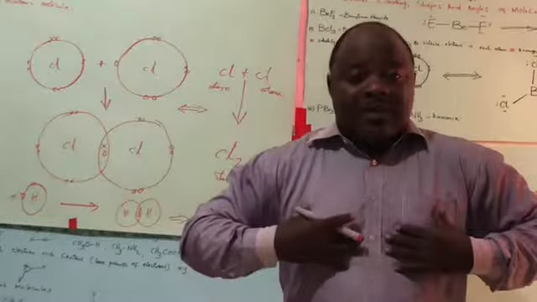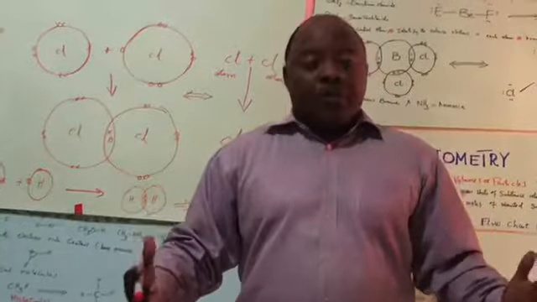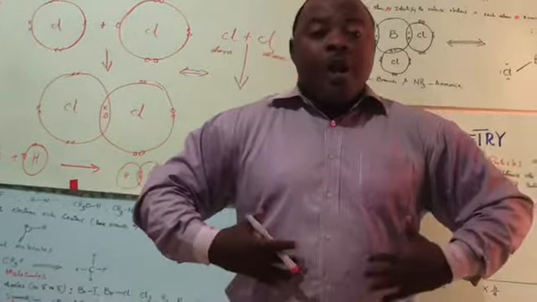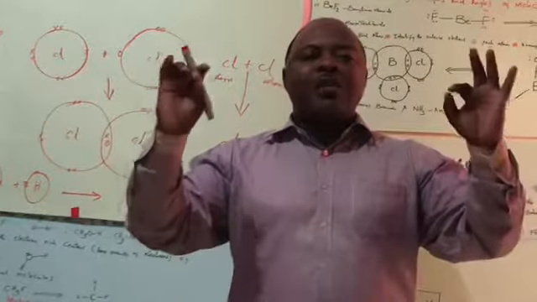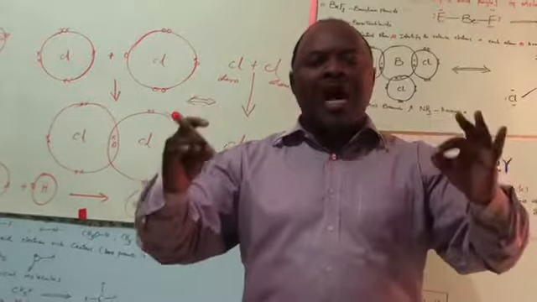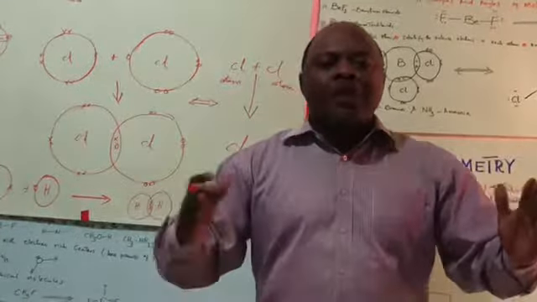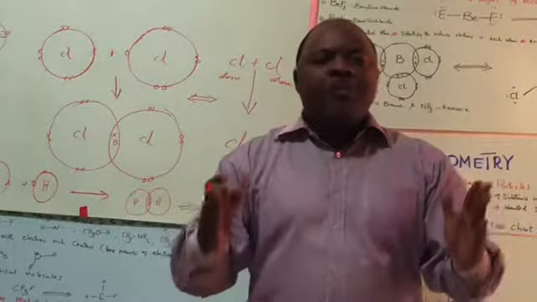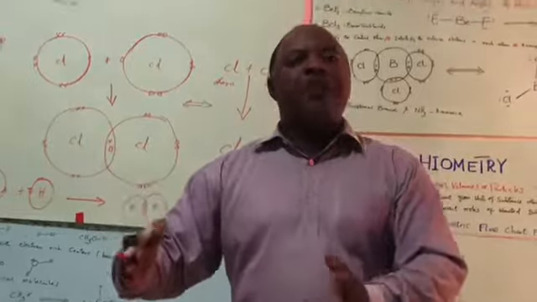Even in human beings, our body is made up of atoms. The biologists will call the atoms in the body cells. The cells are the smallest units of life that make up the human being. The same way, the atoms are the smallest particles that make up matter. Therefore, atoms are the building blocks of matter. The same way, cells are the building blocks of the body.